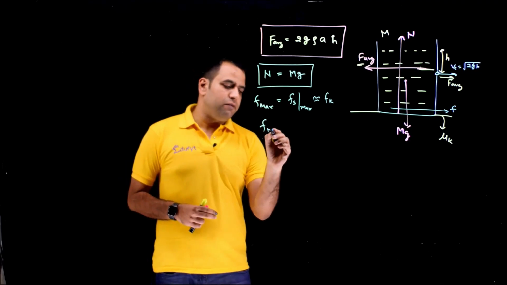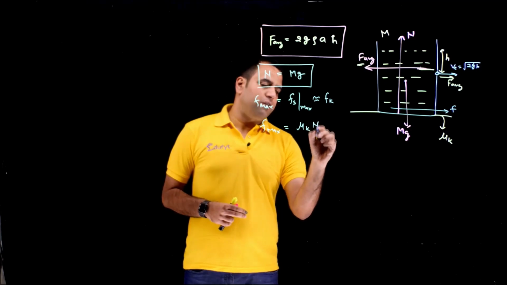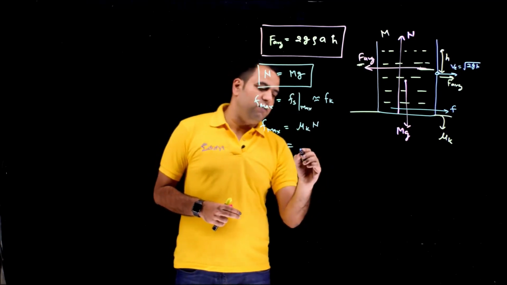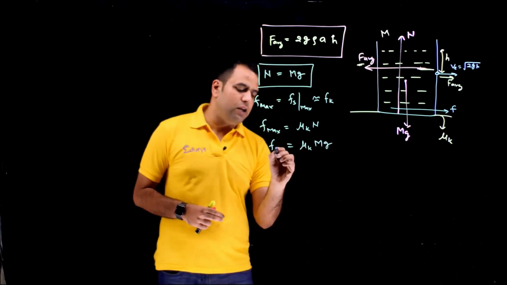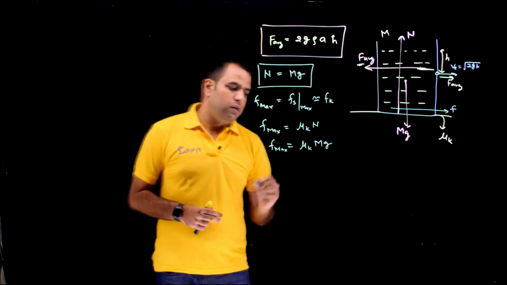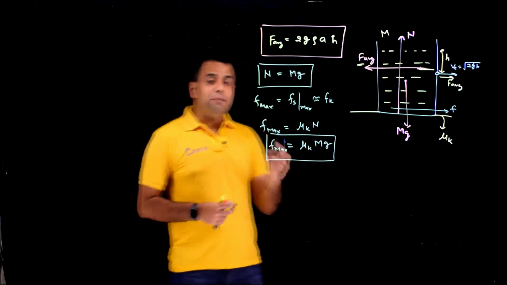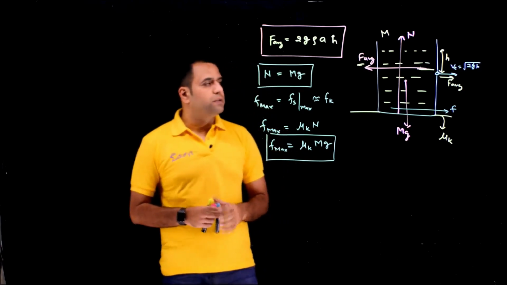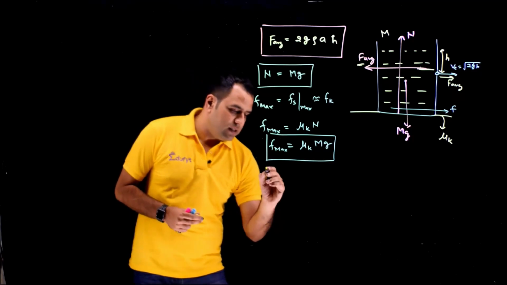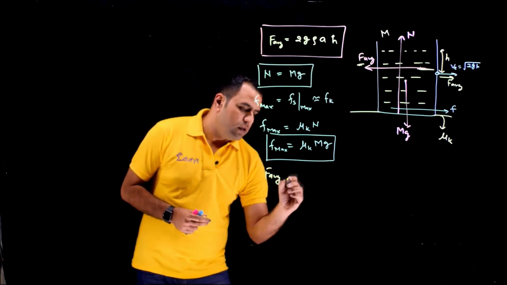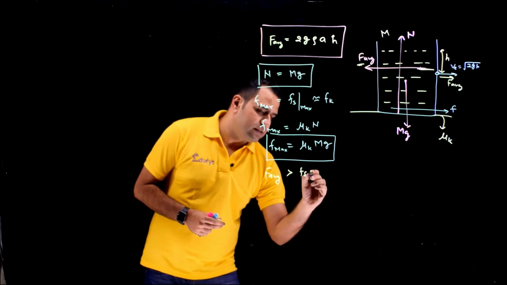So the maximum friction available at the bottom will be equal to mu k times N, and if we put the value of N from here, it will be equal to mu k times capital Mg. That's the maximum value of friction which is available. This friction will try to prevent the motion. This is the maximum value of that force. So there will be 2 conditions. If this F average is more than Fs max, that's the first condition.